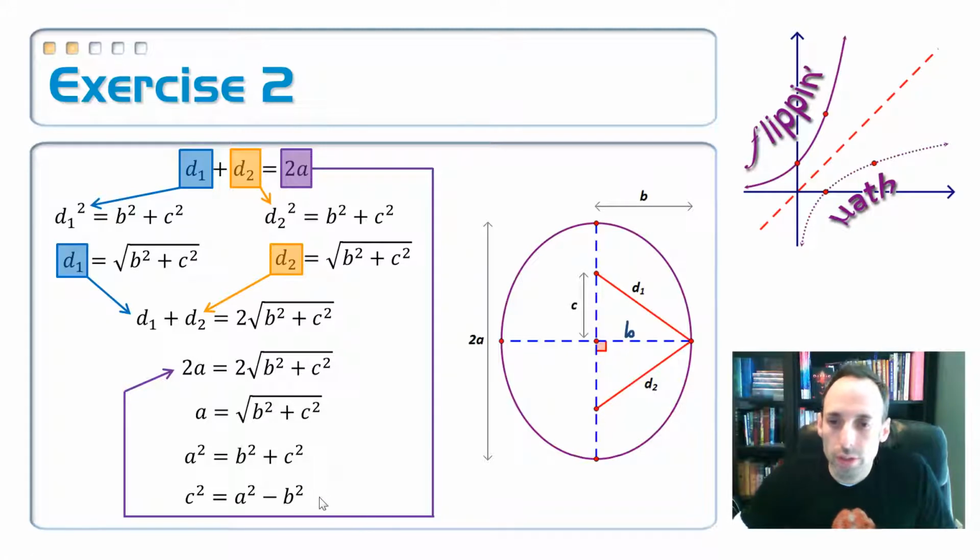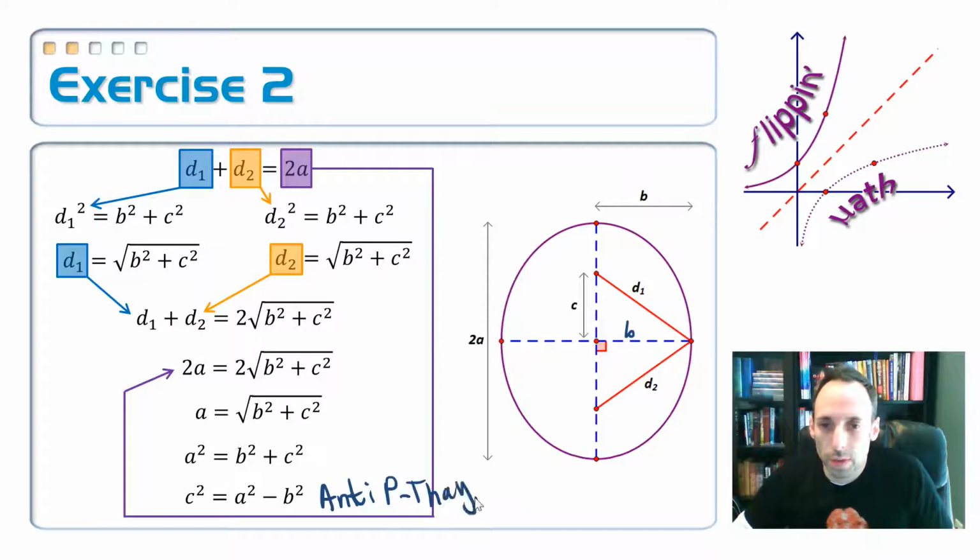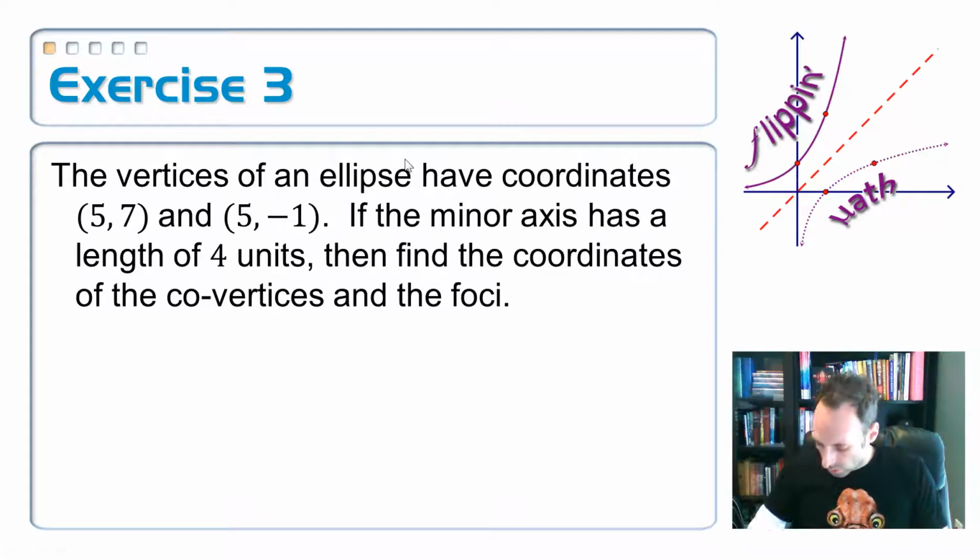So what I call this is the anti-Pythagorean theorem. It's the anti-Pythagorean theorem, and that's the one that relates the A, the B, and the C in any ellipse. Okay? So let's see. Am I going to keep going with this video? Yeah, so this will be it.